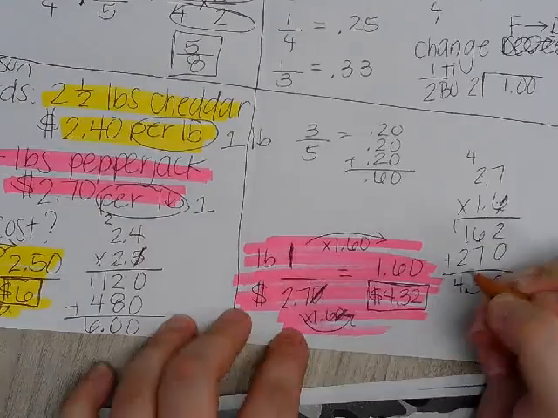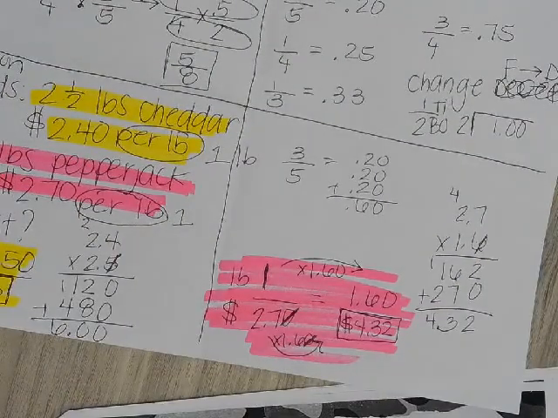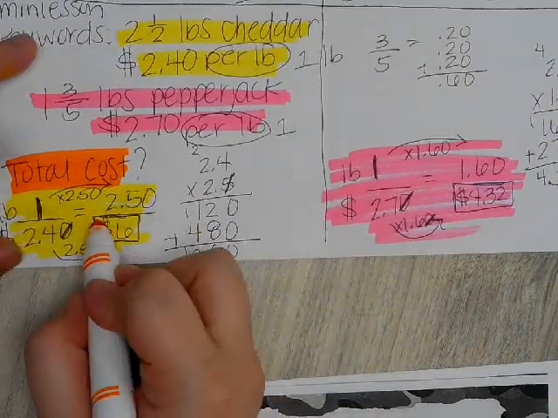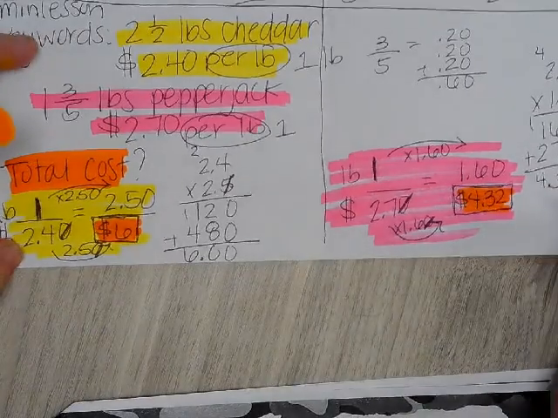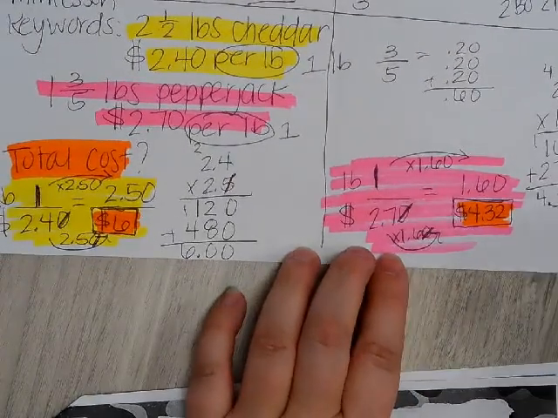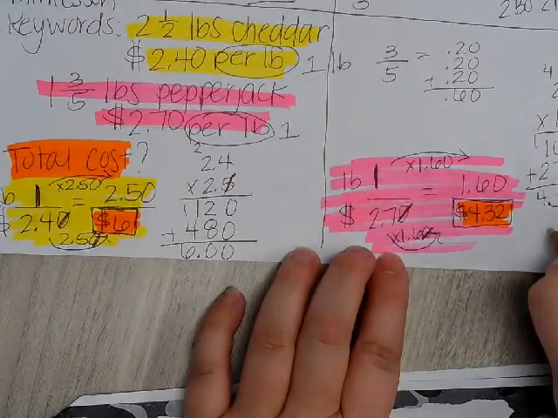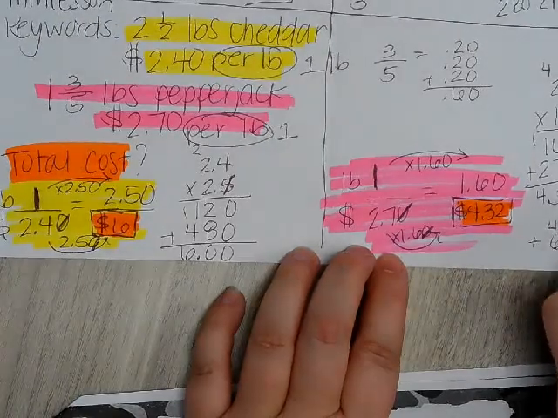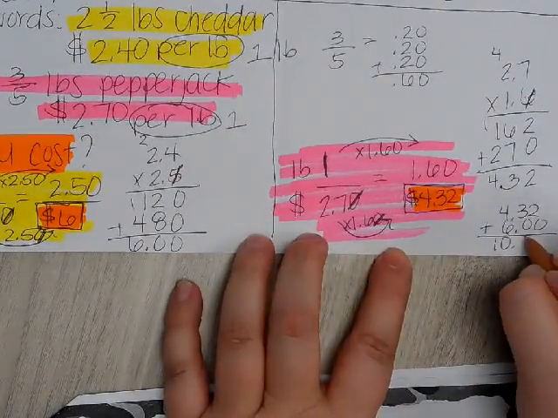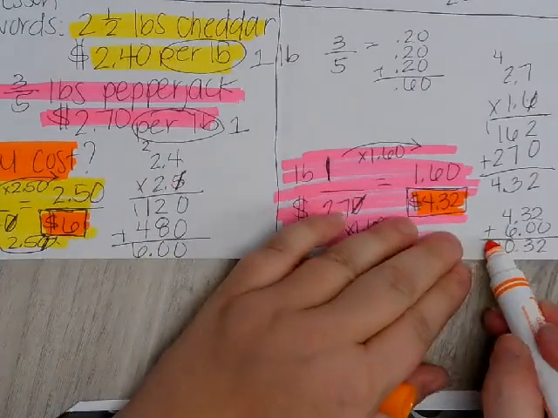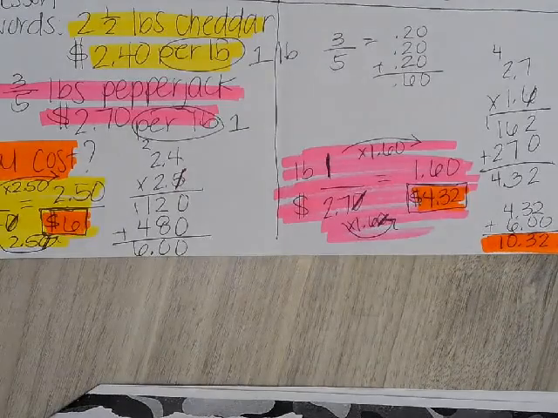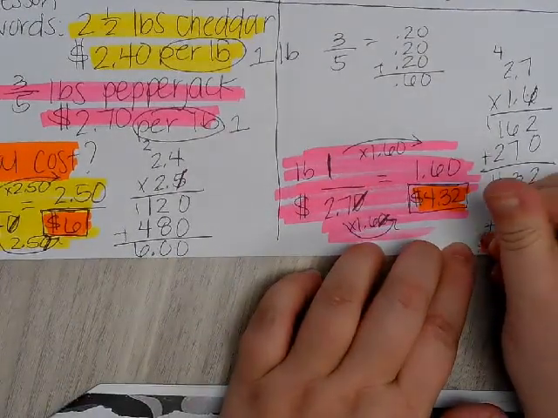But I'm not done yet. I still have to figure out what my total cost is. So I have to take this 6 and this $4.32. What do I need to do with them? I need to add them together to figure out how much I'm going to pay at that register. So $4.32 plus 6. Notice I lined up my decimals. That makes $10.32. That's how much total she spends. Her class must really like cheese.